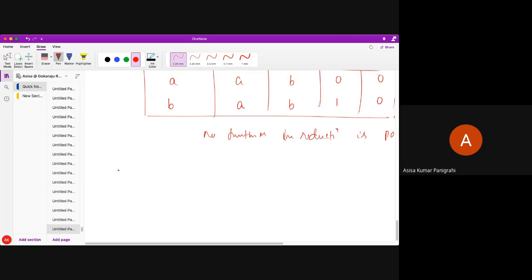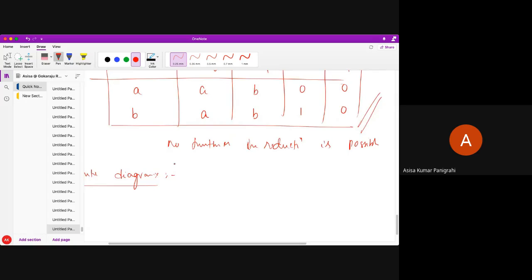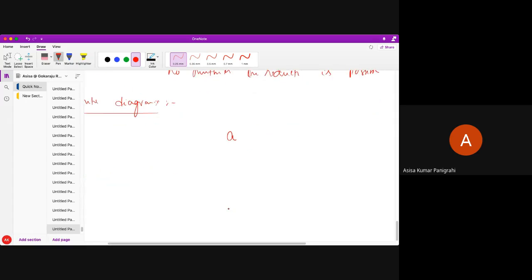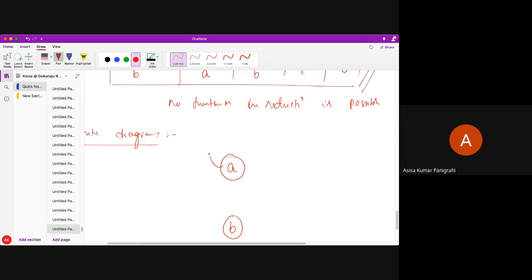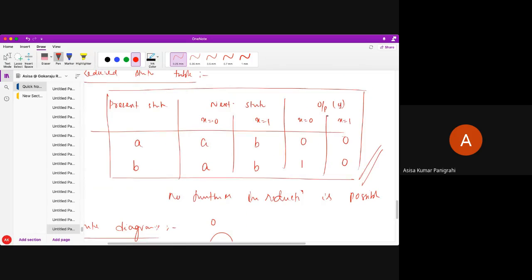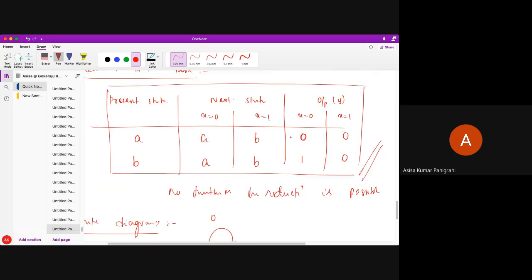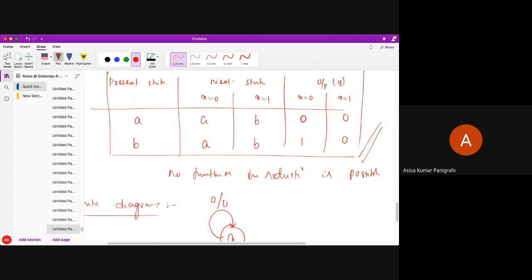Now after that, what you have to do? The state diagram. You know that in my state table there are how many states? Two states, A and B. You can see that at x equal 0, I am in the same state. So this is my 0. And what is my output? For x equal 0, my output is 0. So I have 0 by 0.